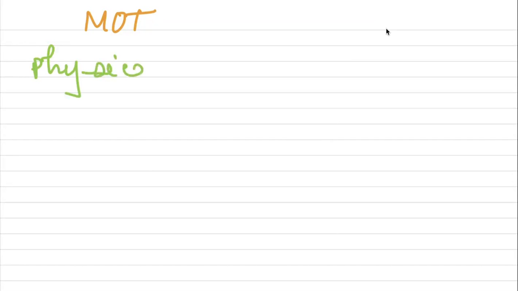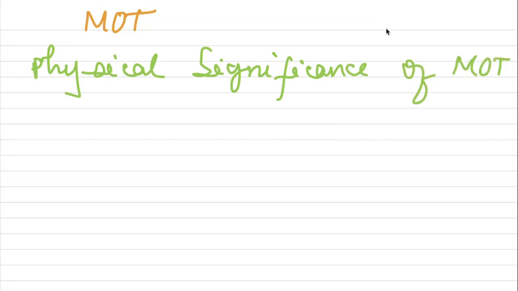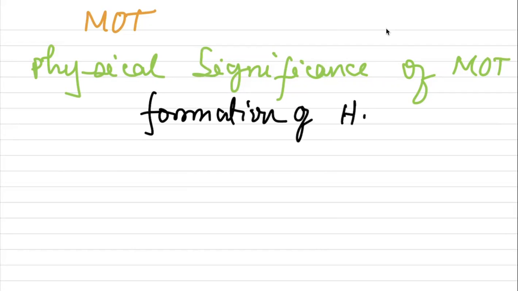So, physical significance of MOT, molecular orbital theory. We know that each and every orbital has a wave function. Suppose here we have taken the formation of H2. Okay, so let's draw it.